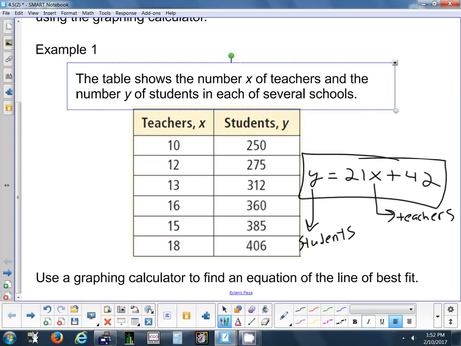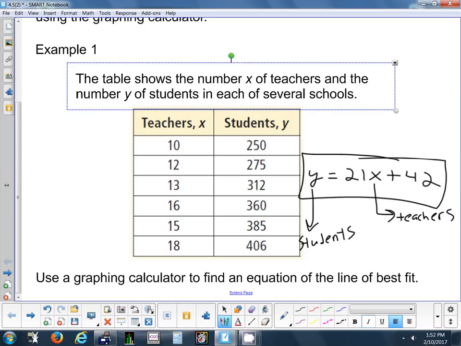Jordan? Look at the titles of the chart. Students. Why? If I plugged in 320 students for Y, I'd be solving for which letter? Antonio? X. And what would X tell me? Number of teachers. So what you can do is use this equation to make a prediction. Okay? Because we don't have any data for 320 students. But you could plug it into this formula and say, well, if the school had 320 students, based on the data that I do have, I can make a prediction how many teachers would be in that school.